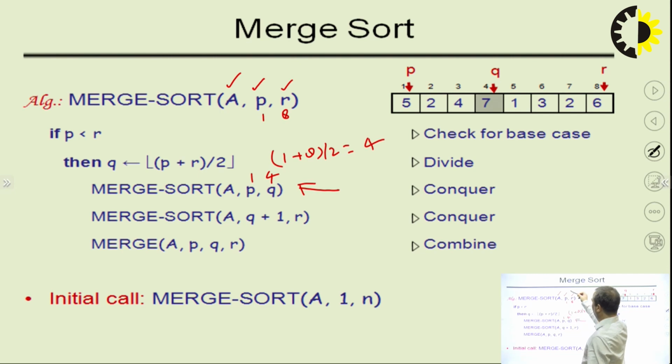When this function is called, again what will it do? It will call itself again. Control again goes from the start, and we will find Q. So what will Q be now? 1 plus 4 divided by 2 means 5 by 2 means 2.5, and we will apply the floor function. So it becomes 2.